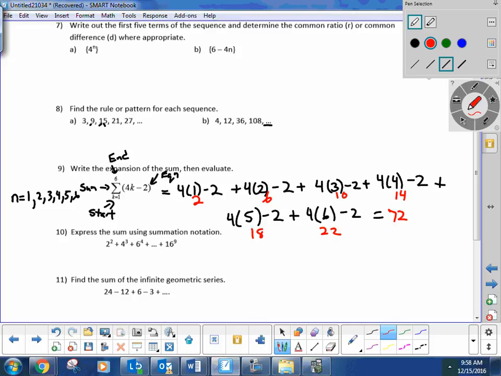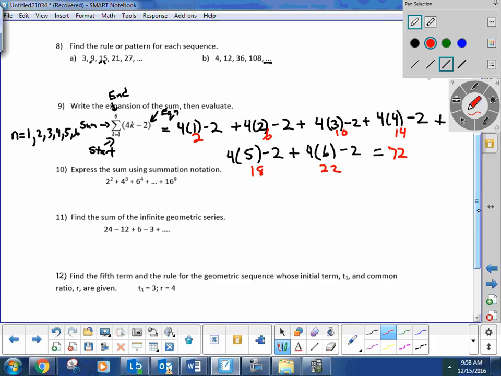All right, lovely. Okay, now let's go to 10. They want us to express the sum using summation notation. Now for this, we're going to have to do everything backwards. That means it's important to define the start and the end. We know we're going to add, because they're asking us to express it in that kind of format. And we also need to come up with the equation.